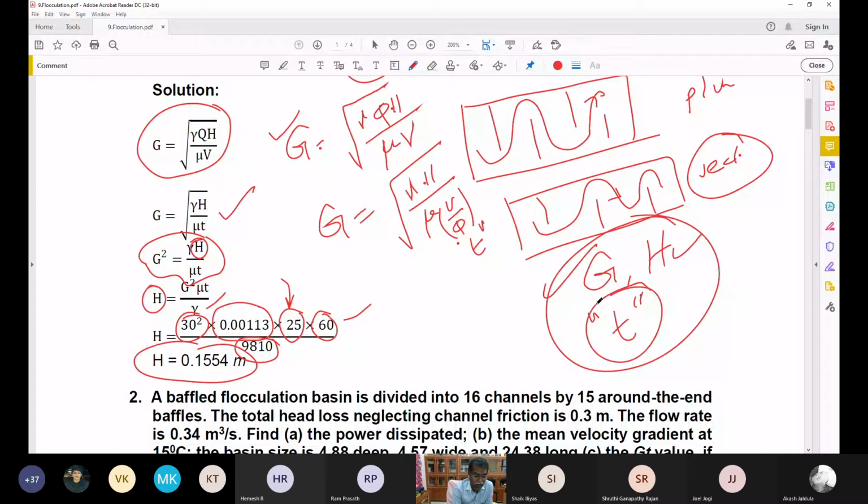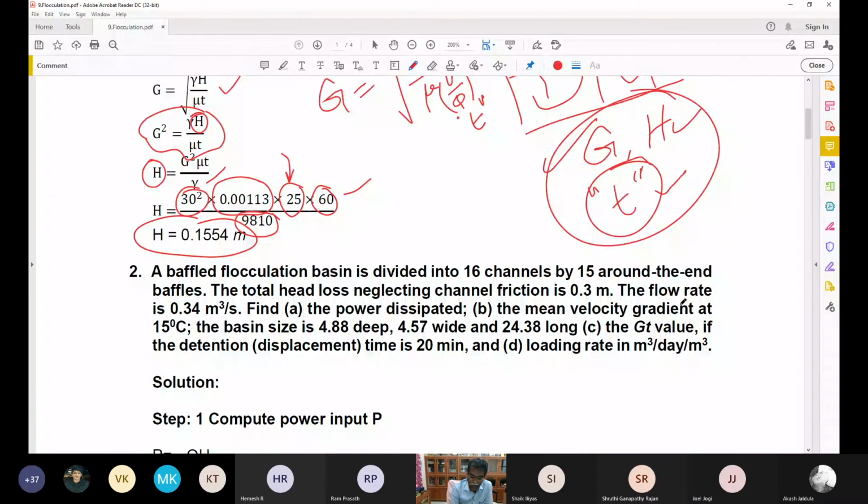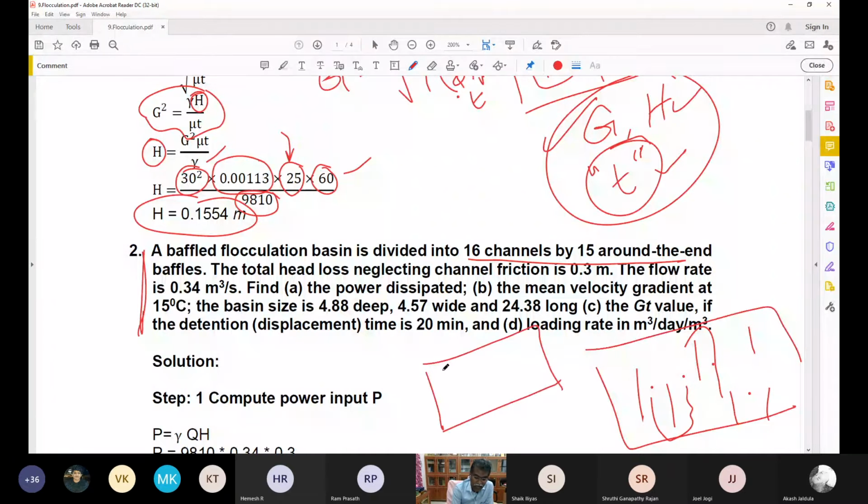The second problem, again a baffled flocculation basin, is divided into 16 channels by 15 around-the-end baffles. Now you could understand better. Imagine the situation is like this: 1, 2, 3, 4, so it may have 16 channels. The channel is meant for this space, and these are the 15 around-the-end baffles.